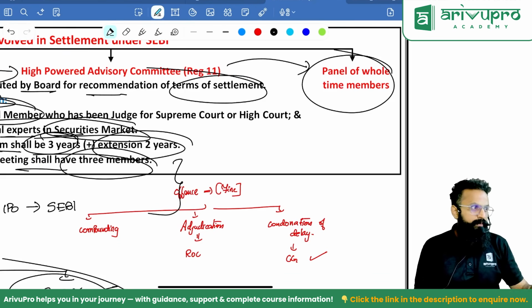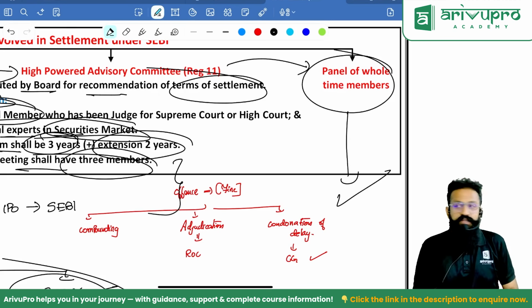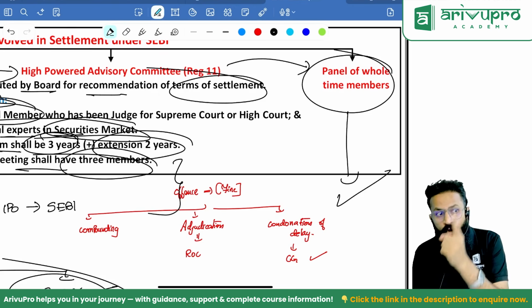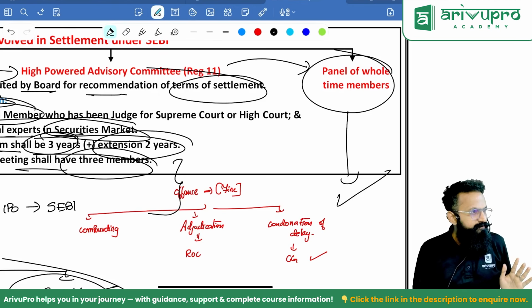Now, if whole time members also agree, now only settlement goes ahead. Sir, and remember, settlement can be cancelled at any stage. IC could have approved, HPAC will reject. HPAC could have approved, whole time members will reject. Anywhere it is allowed, it is possible.